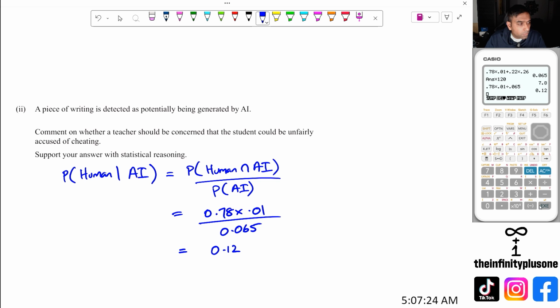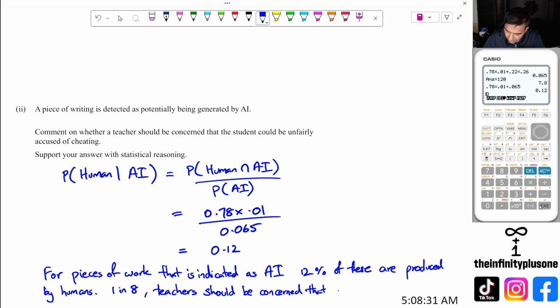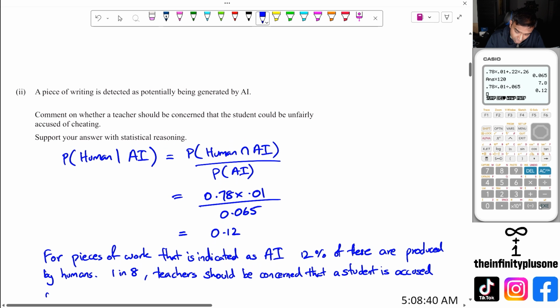Now, what this 0.12 tells us is this: for pieces of work that are indicated as AI, 12% of these are produced by humans, and I think that's pretty much almost 1 in 8. So 1 in 8, because 12% is 1 in 8. So I reckon teachers should be concerned with the system that they have here, that a student is actually accused of cheating. Well, yeah, accused of plagiarism, if you want to use that word.